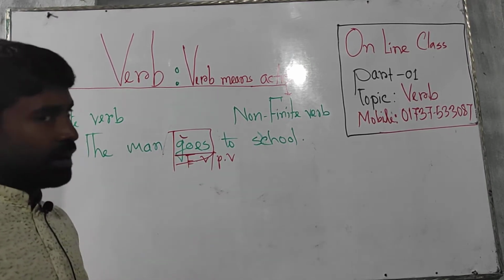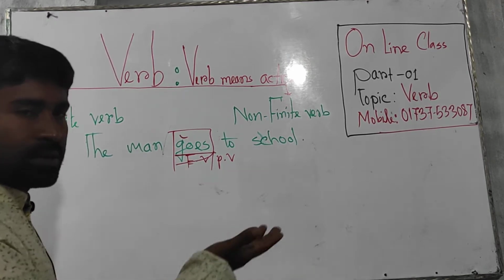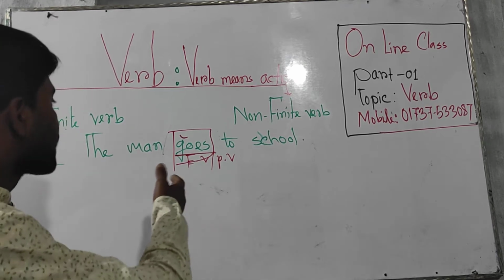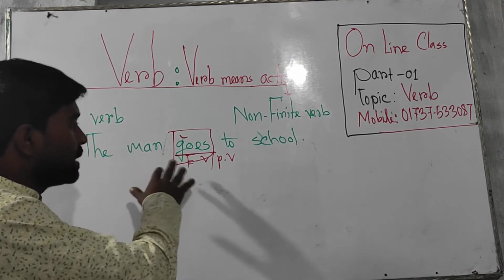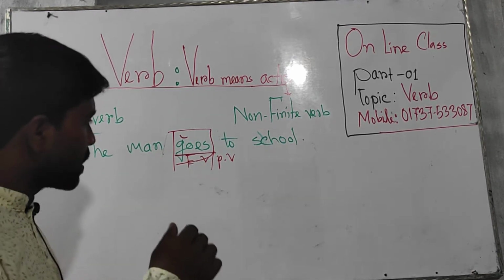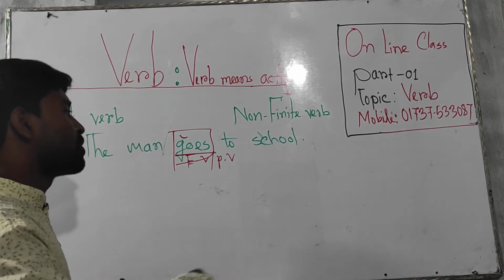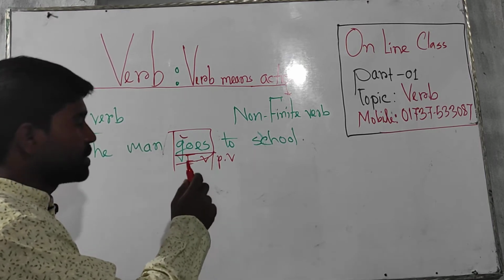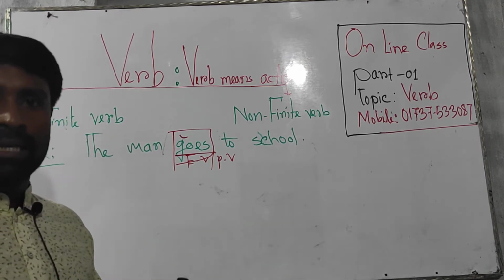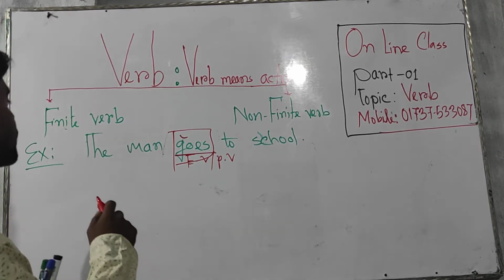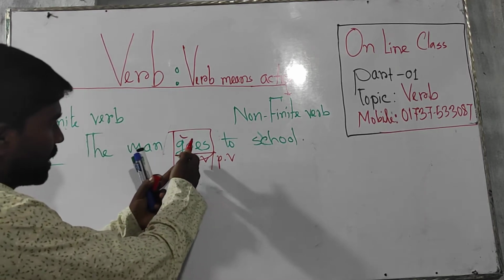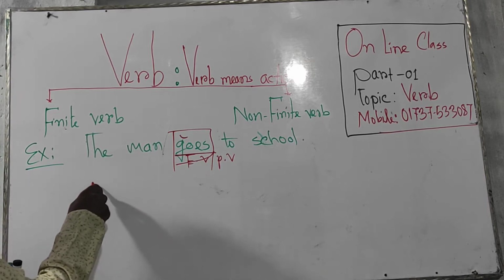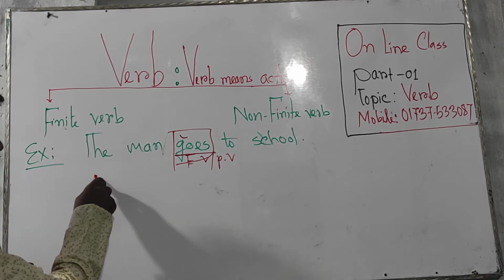So go is finite verb. Do you know that finite verb is of two types, principal and auxiliary? If any man or any teacher asks you this question, is it principal verb or auxiliary verb? Of course, at that time you will give the answer, go is principal verb. Okay, dear viewers, I think that you have got it. It is called finite verb, and another topic, it is principal verb. Okay. And another example.